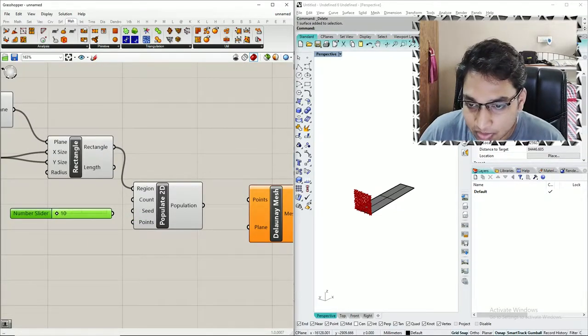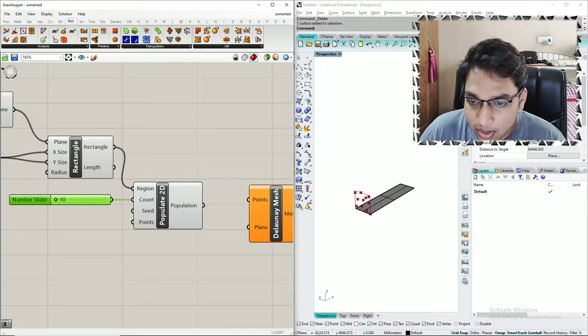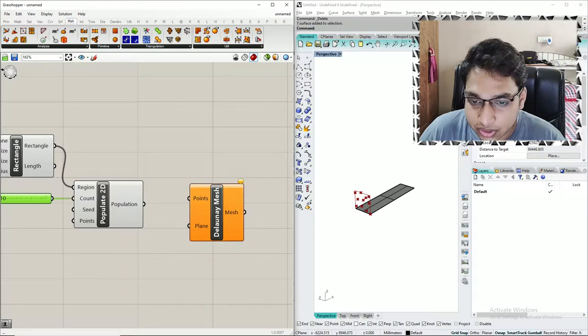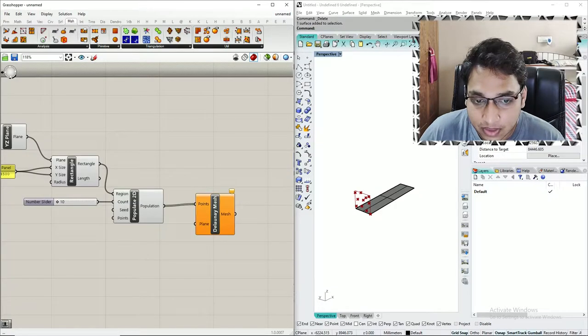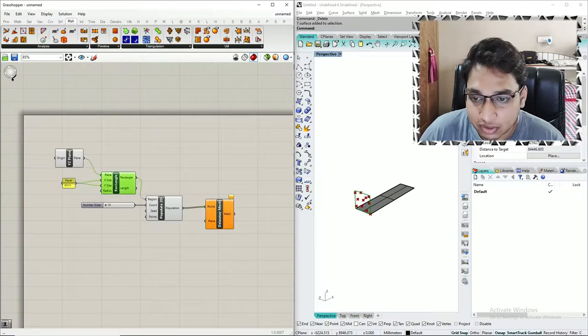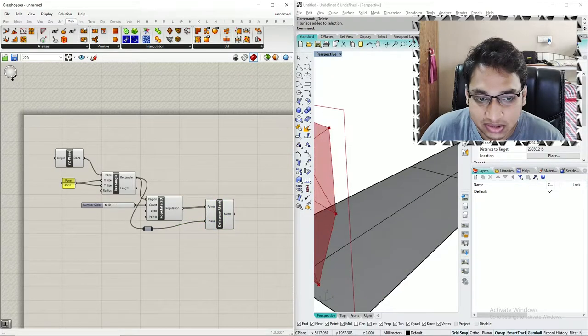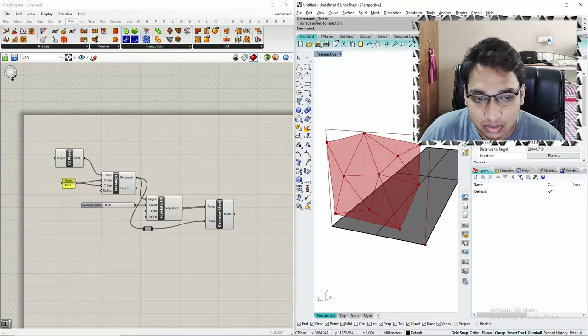So that looks to be decent, and this looks decent now. Now if I talk about the Delaunay mesh, it requires points and a plane. So this will be the point for this mesh. If I talk about the plane, it will be this rectangle. So now I have fed it the point and plane dimension, and it has resulted into this interesting mesh.